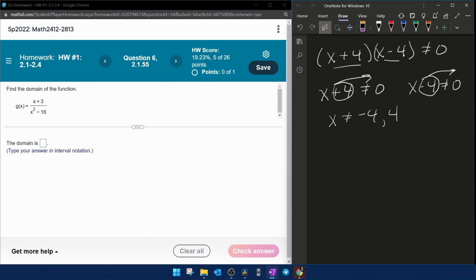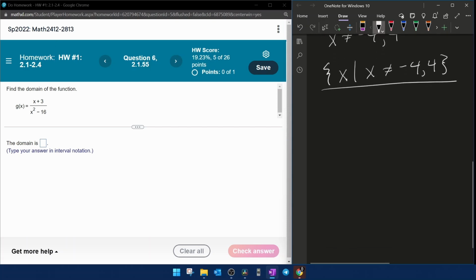So there are two ways to express this domain. First, in set notation, we will say the set of all x such that x cannot be negative 4 or 4. There is your domain in set notation. Notice that the instructions ask for interval notation.